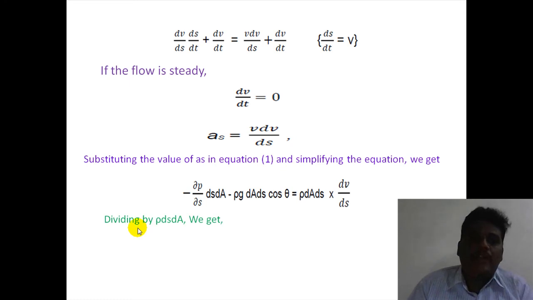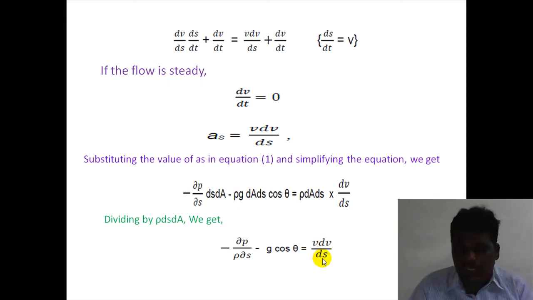Now dividing by rho ds dA on both sides, we get, by cancellation, ds dA is cancelled out, rho is cancelled. Now there may be no rho here because ∂p by rho into ∂s minus, it should be cancelled, ds dA should be cancelled out, remaining, rho also cancelled out, remaining should be g cos theta, that is equal to V into dV by ds.